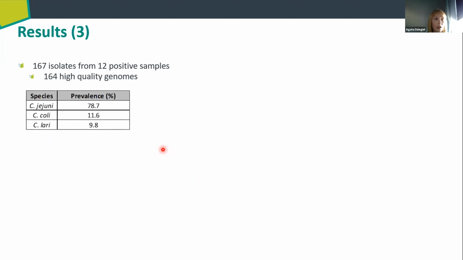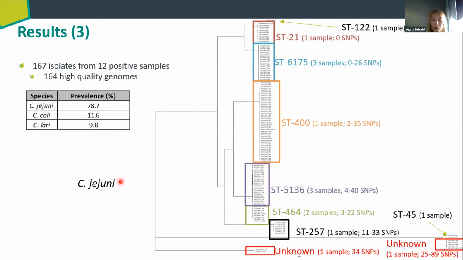So in terms of the species split, we obtained 167 isolates, from which we obtained 164 high-quality genomes. Almost 80% of these were Campylobacter jejuni, 11.6% were Campylobacter coli, and the rest were Campylobacter larvae. So if we look at the Campylobacter jejuni genomes first, we identified 10 sequence types, 2 of which were unknown or novel sequence types. So this unknown sequence type down here was identified through direct plating only. And I also mentioned that some of the samples contained multiple sequence types. So for example, in one sample, this was ST5136 and ST257, and another ST6175 and ST464.